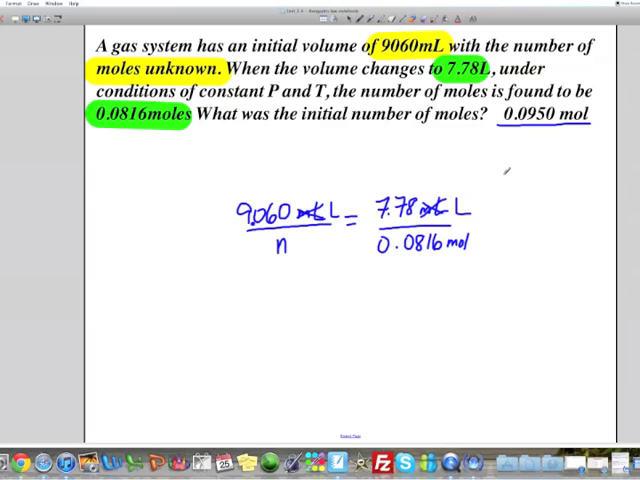0.0950 mole. And actually, there shouldn't be a 0 here either. Oh yes, there should be, sorry. This is fine. We have 3 significant figures, 4 sig figs. We're allowed to keep 3, so 0.0950 mole. So that is fine as an answer.